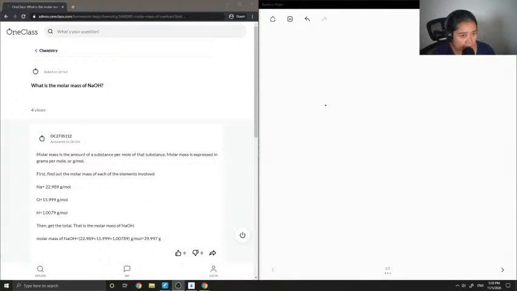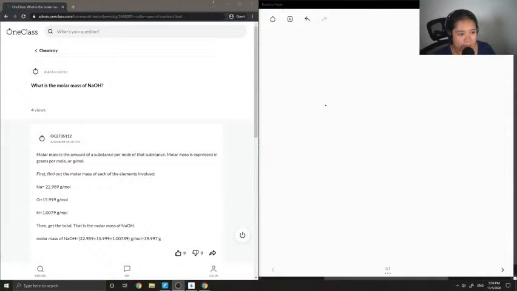Alright, so question number 1 just simply asks, what is the molar mass of sodium hydroxide? Okay, so when you try to find out the molar mass of a compound, we first need to know the atomic masses of the atoms that are involved. For example, for sodium, its molar mass can be found just on the periodic table, and it is just 22.99 grams per mole.